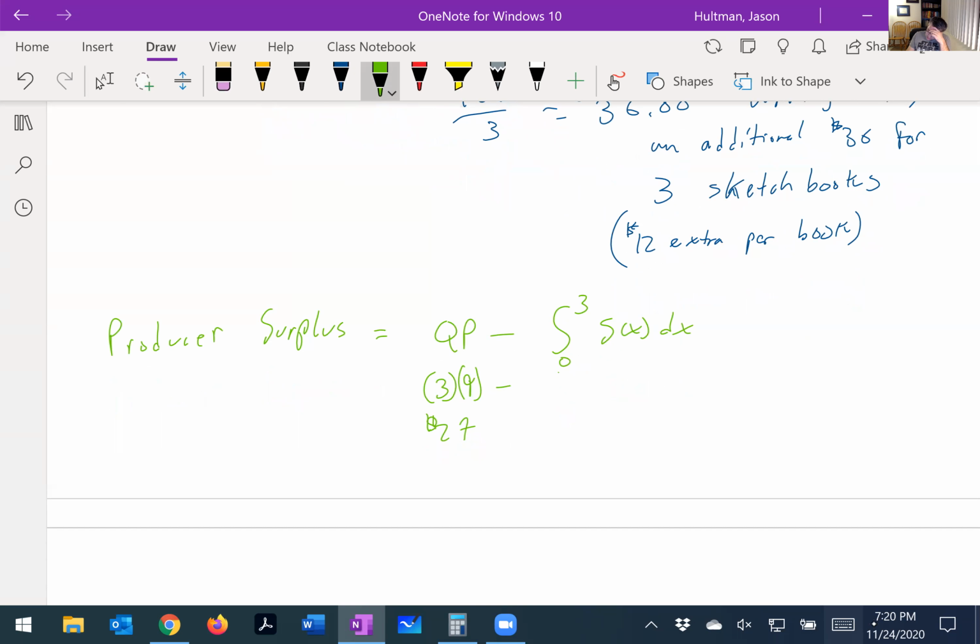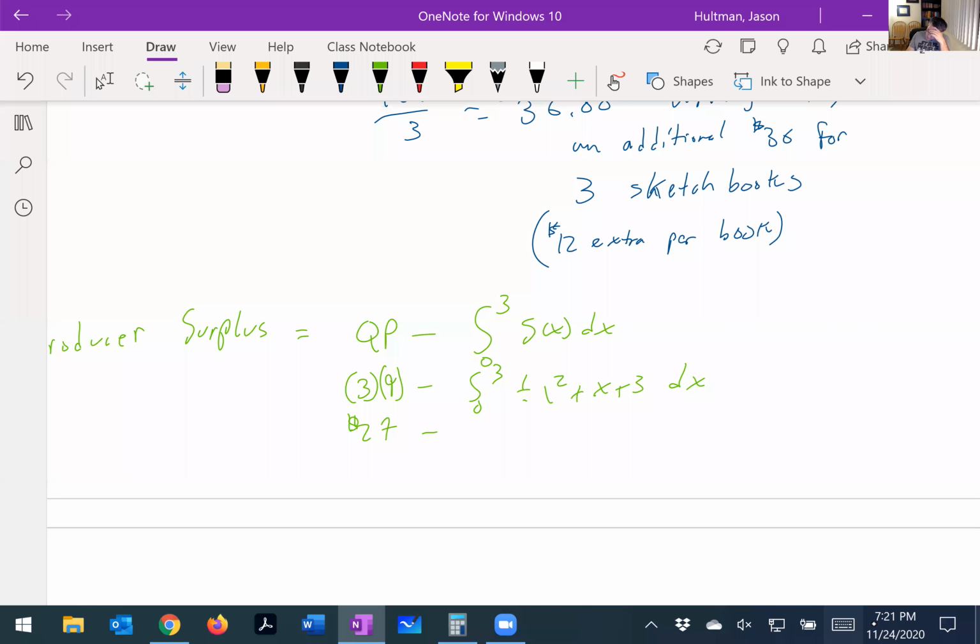And then the integral from 0 to 3 of (1/3)x² plus x plus 3, dx. So this is minus, integrate this. This is going to be 1/9 x... nope, that's wrong. This is squared, I think. Yeah, this is a 1/3 x squared, so this is 1/9 x cubed plus 1/2 x squared plus 3x.